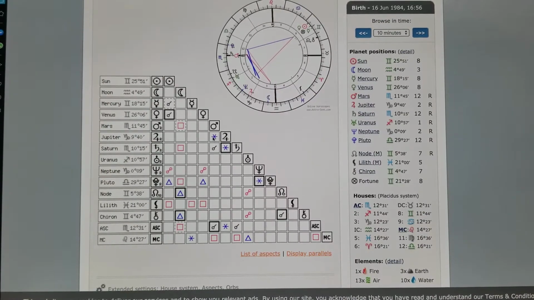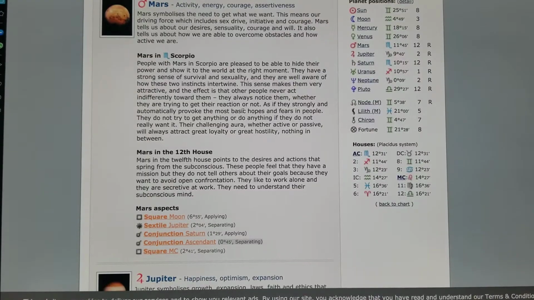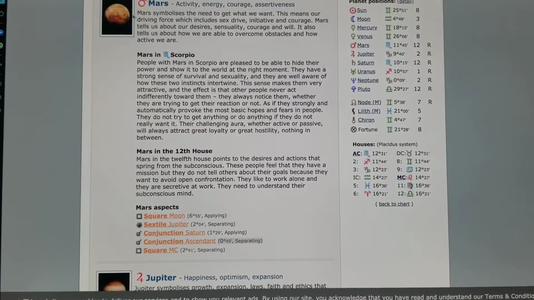So for instance, let's pick one of mine. Let's go to Mars. This is the planet Mars. I have a square from Mars to the moon. What does that mean? Okay, so I come over here, look for the planet Mars. Now it's going to bring you to Mars and the description of Mars in my natal chart. Once you bring up your natal chart, you click on Mars and it's going to take you to where your Mars was and it's going to explain to you what that means.